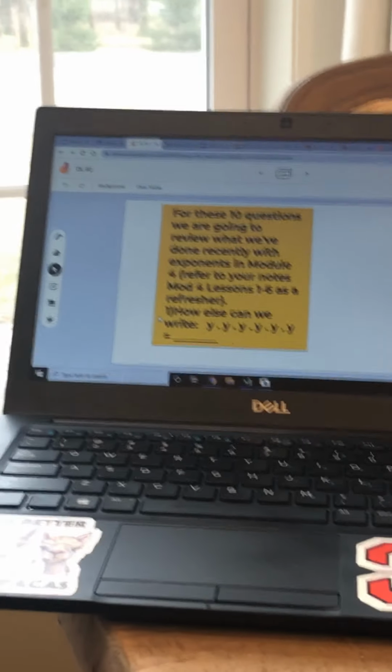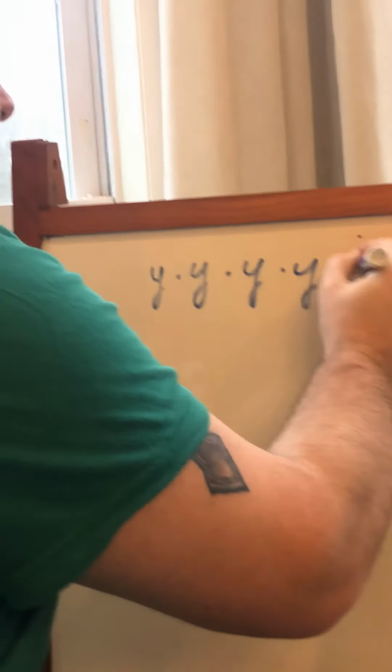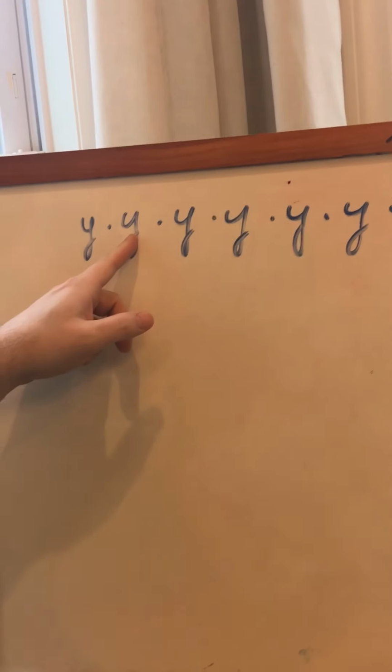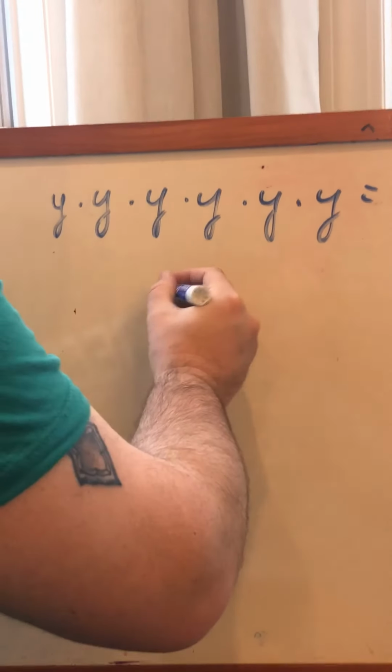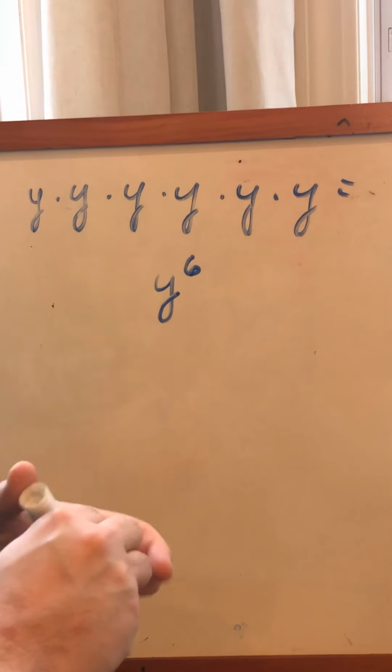So the first question here says y times y times y times y times y times y. We're multiplying y times itself 6 times. Repeated multiplication turns into exponents, right? So it's going to be y to the 6th power. All right, that's the first one. Now we're going to go to number 2.